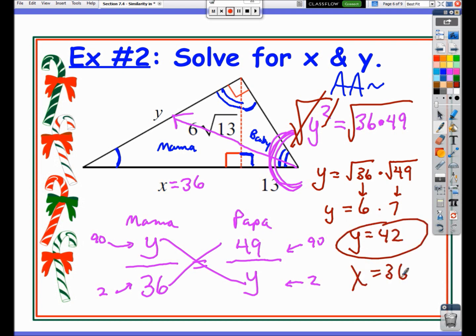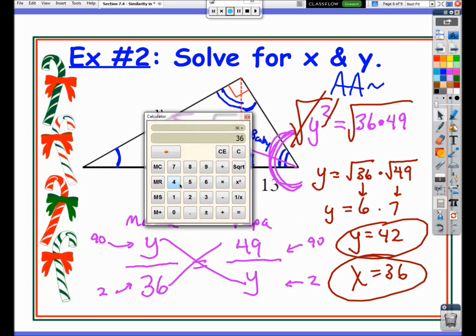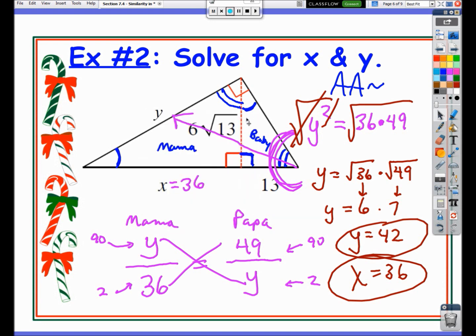And we said earlier x was 36. Now, just to show you that it really does work that same way, if I took 36 times 49, the really big number I would have gotten would have been 1764. And the square root of 1764 is 42. Mind's blown.